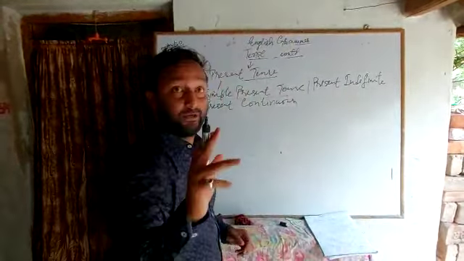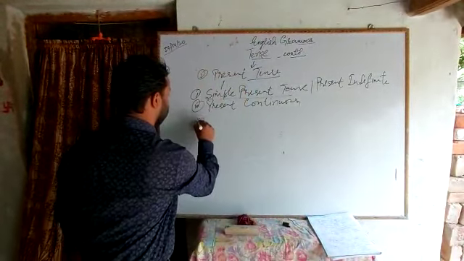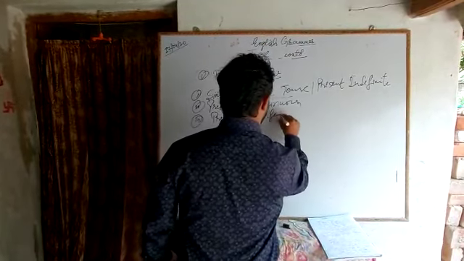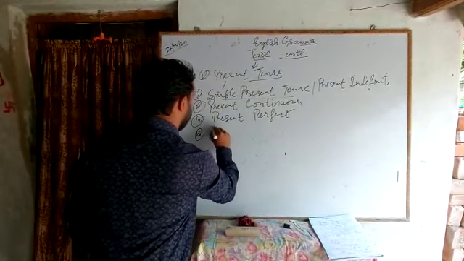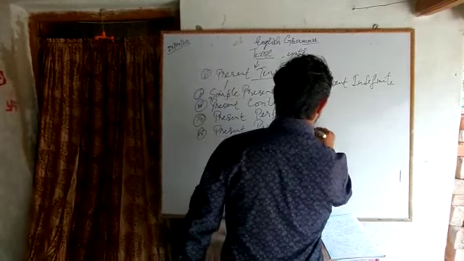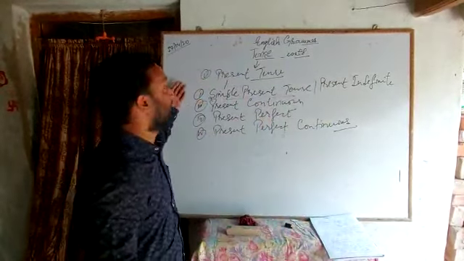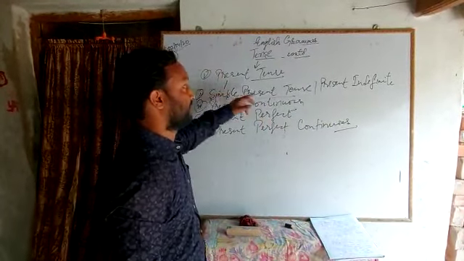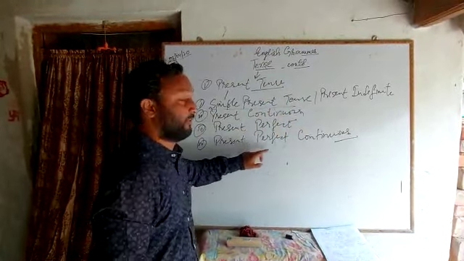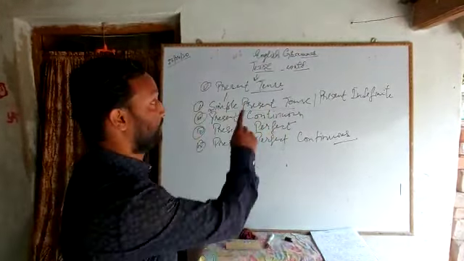Clear? So we don't have to be confused about simple present tense and present indefinite. Third type is present perfect. And the last is present perfect continuous. These are the four subtypes of present tense: simple present tense, which is also known as present indefinite, present continuous, present perfect, and present perfect continuous. Now come to the first point, simple present tense, that is present indefinite.